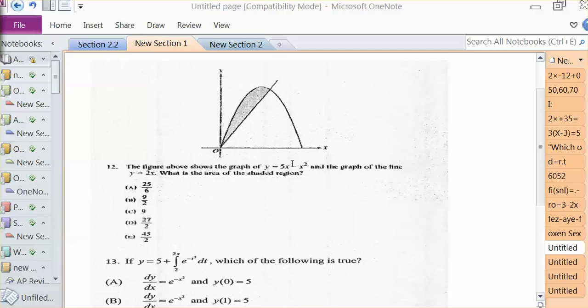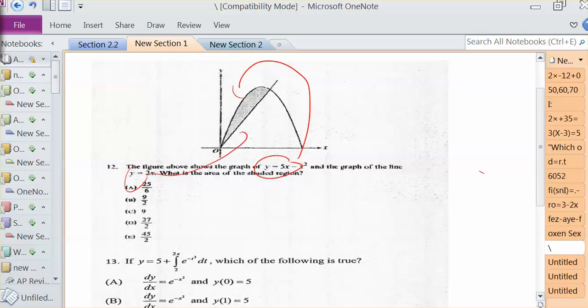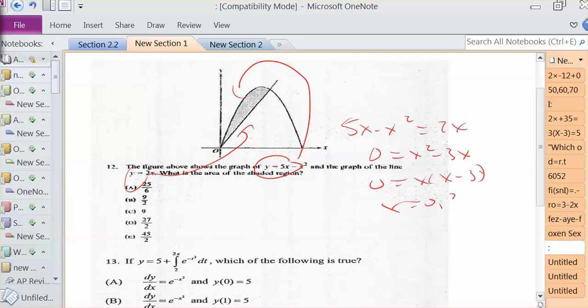The curve is the top function, and the line is right there, so we know which one's the top one. Also we have to see where they intersect, because it's not told to us. So you just move things around. They intersect at 0 and 3. So we're going to integrate from 0 to 3. The top function is 5x minus x squared, and the bottom function is 2x. We're going to work this out.